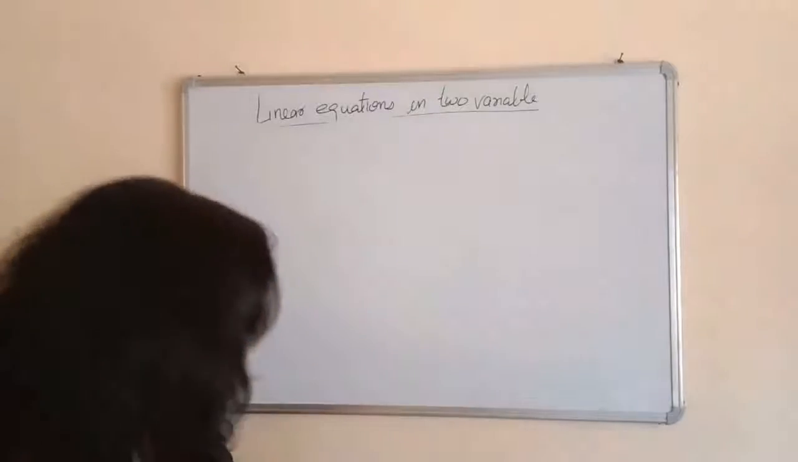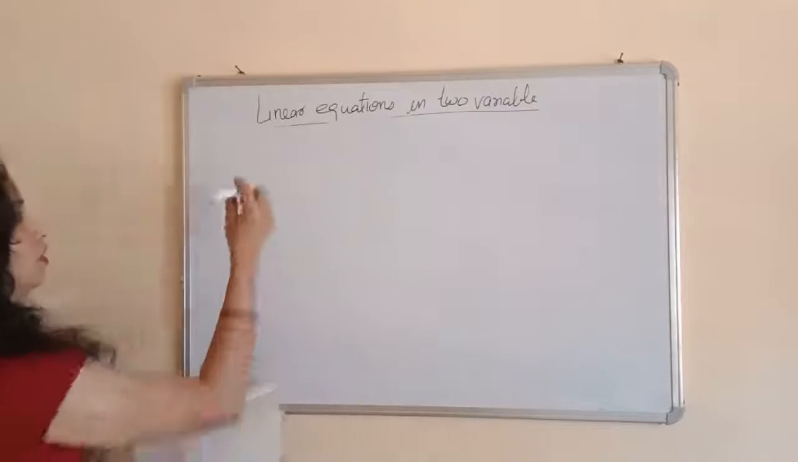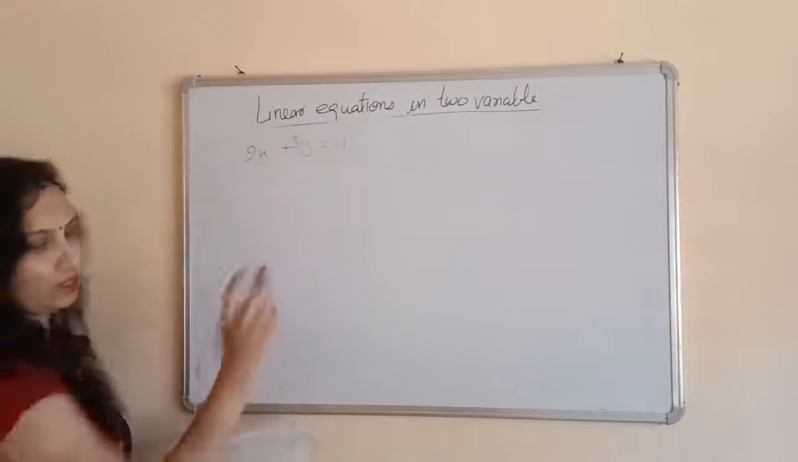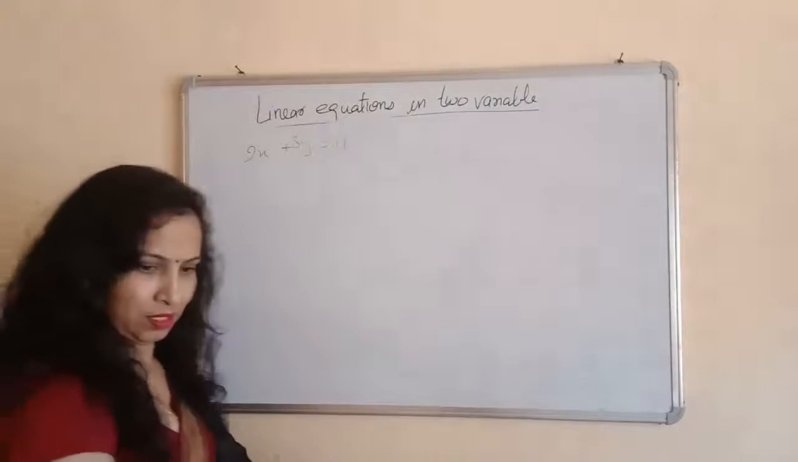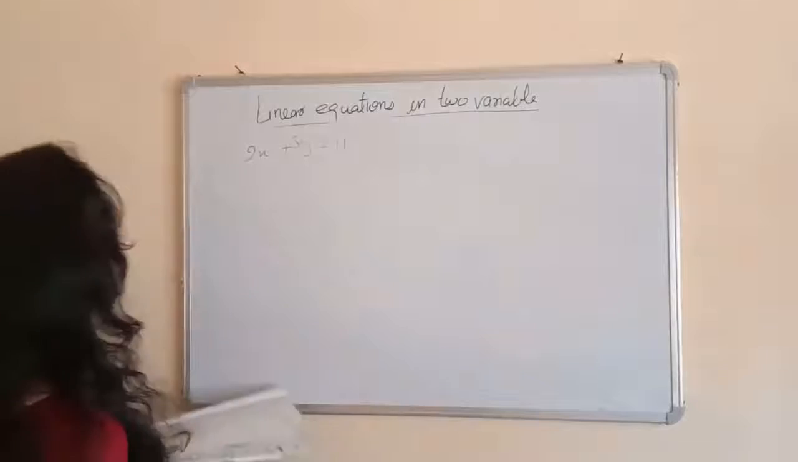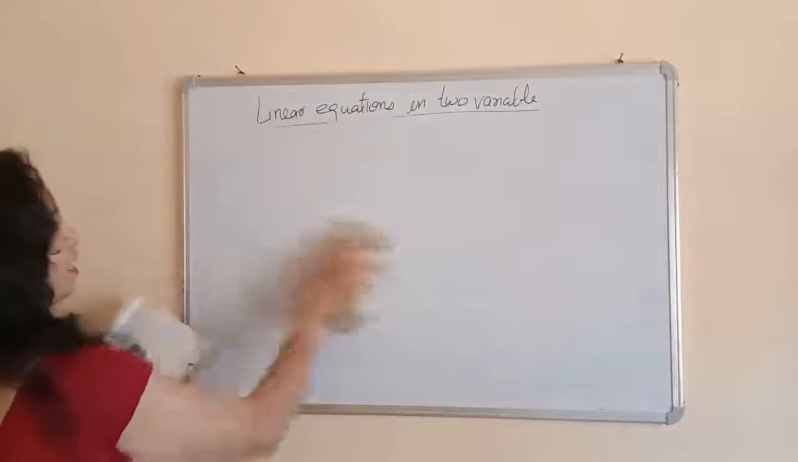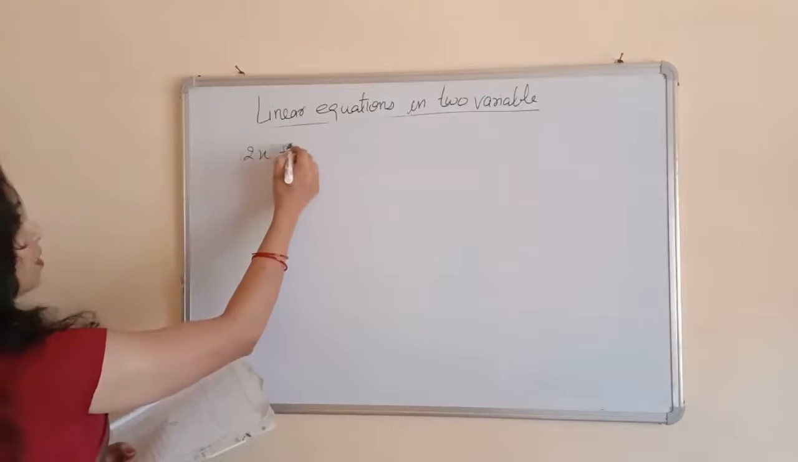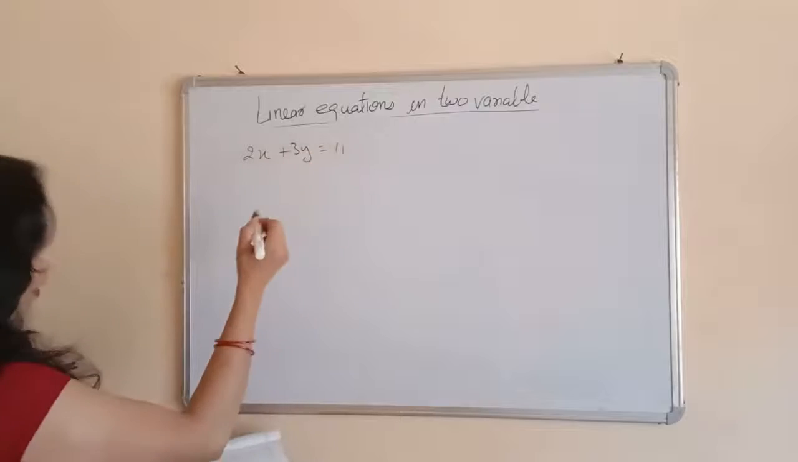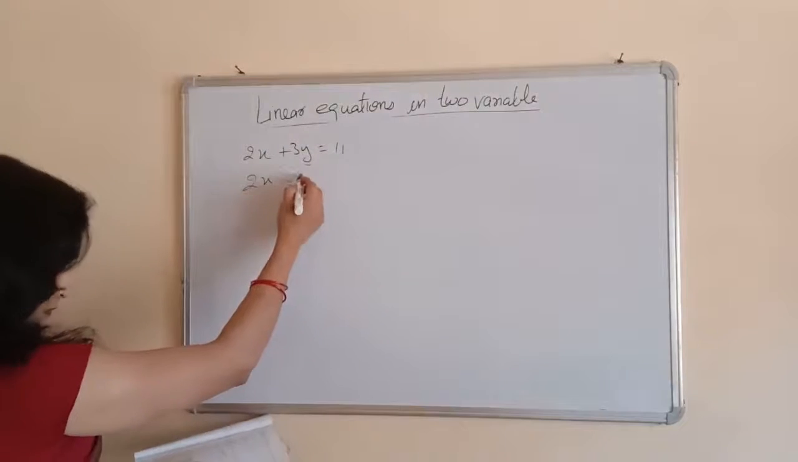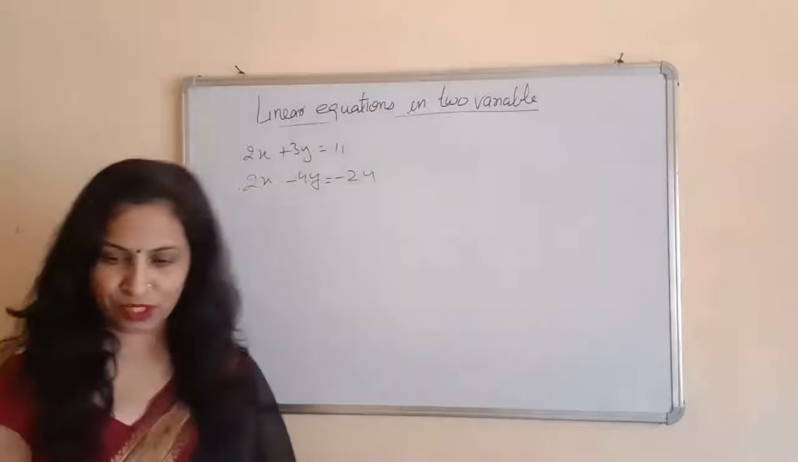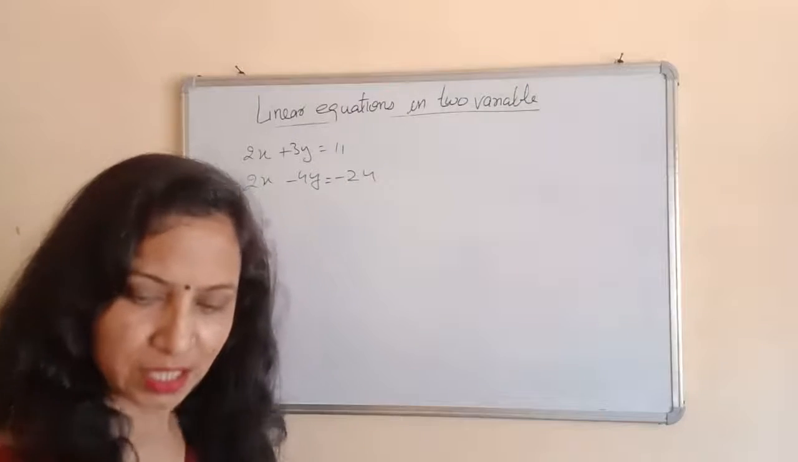In the second question, solve 2x plus 3y is equal to 11. Okay, the board is wet, that's why it's not visible. 2x plus 3y is equal to 11, and the second one is 2x minus 4y is equal to minus 24. So again you have to solve the equations by using the substitution method.